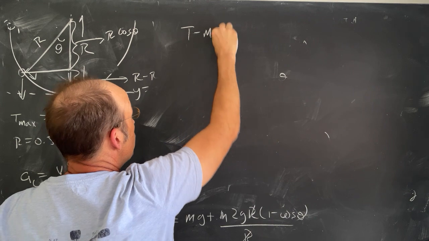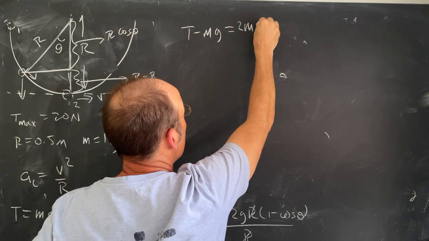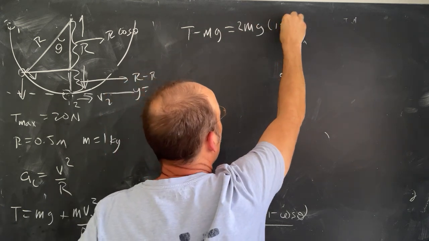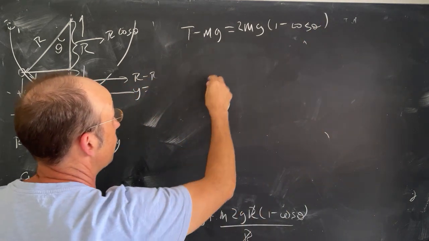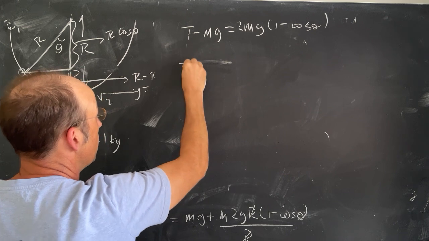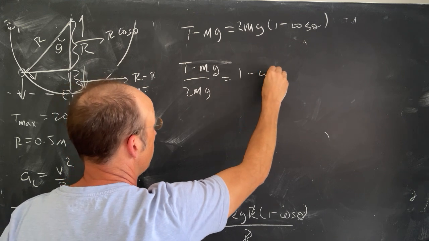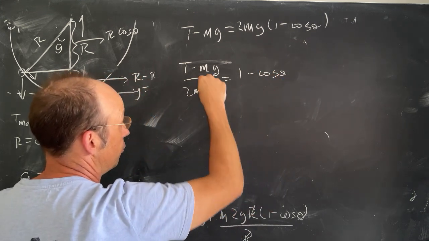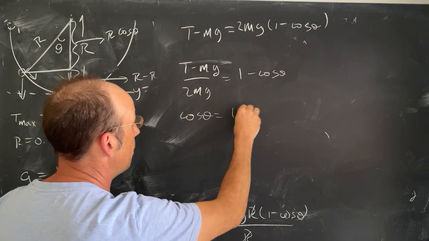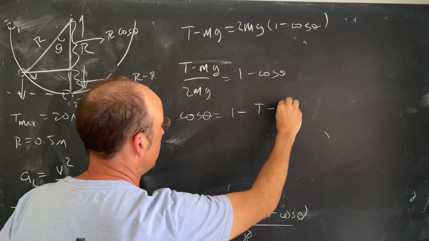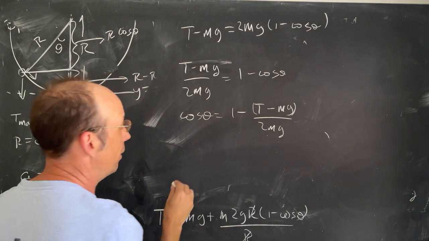T minus mg equals 2mg times (1 minus cosine theta). Now I'm going to divide both sides by 2mg. T minus mg over 2mg equals 1 minus cosine theta. And now I'm going to add that to both sides, subtract that from both sides, and I get cosine theta is equal to 1 minus (T minus mg) over 2mg. And so now I can solve for theta.